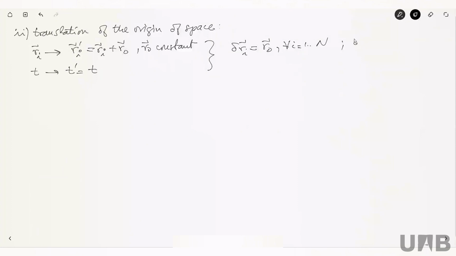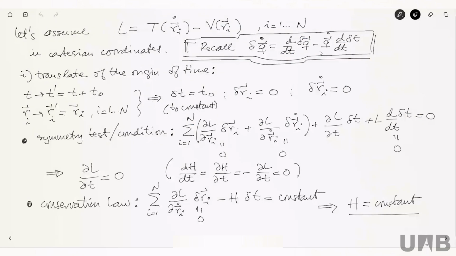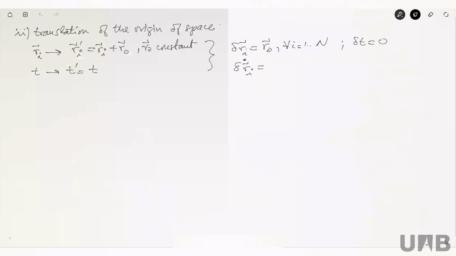Then delta t is 0 because we don't change time now. And delta Ri dot. Remember that delta Ri dot is the derivative of delta R minus R dot derivative of delta T, right? So it's the derivative of delta R, so that is 0 because delta R is R0, a constant. And then the derivative of delta T is also 0, so that whole thing is 0. So those are the transformations, the changes that we make in the variables. So again, symmetry test.